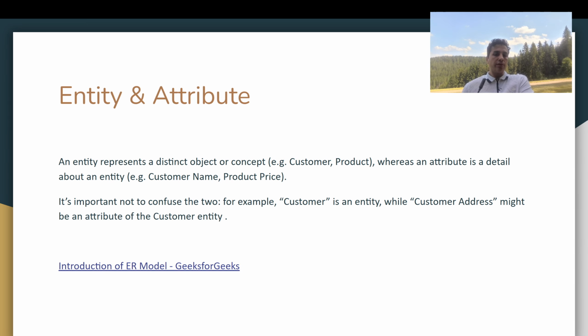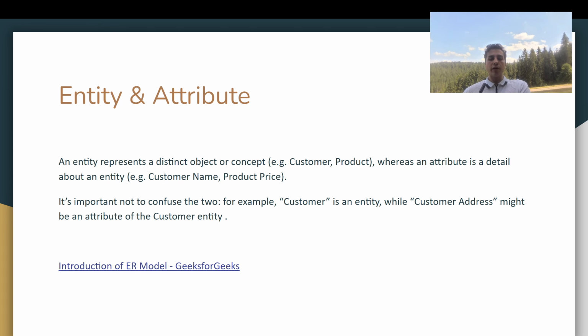An entity represents a distinct object or concept like customer or product, whereas an attribute is a detail about an entity, like customer name or product price. It's important not to confuse the two. For example, customer is an entity, while customer address might be an attribute of the customer entity.